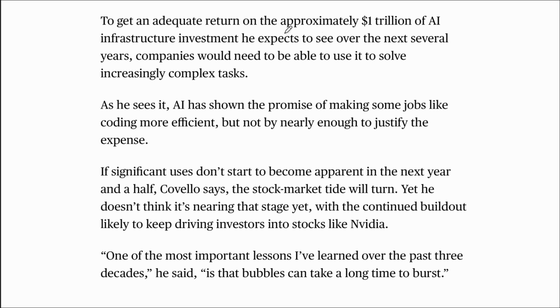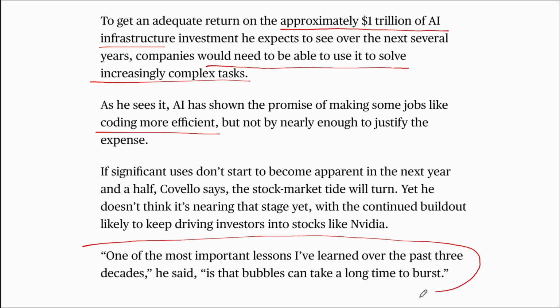To get the return on the approximately 1 trillion of AI infrastructure, companies would need to be able to use it to solve increasingly complex tasks. So yes, some jobs will be more efficient, coding, etc., but that will also make the jobs more competitive, and sooner or later the stock market will turn. The key here is, one of the most important lessons I've learned over the past 3 decades, he said, is that bubbles can take a long time to burst. So that's something very important when it comes to investing.